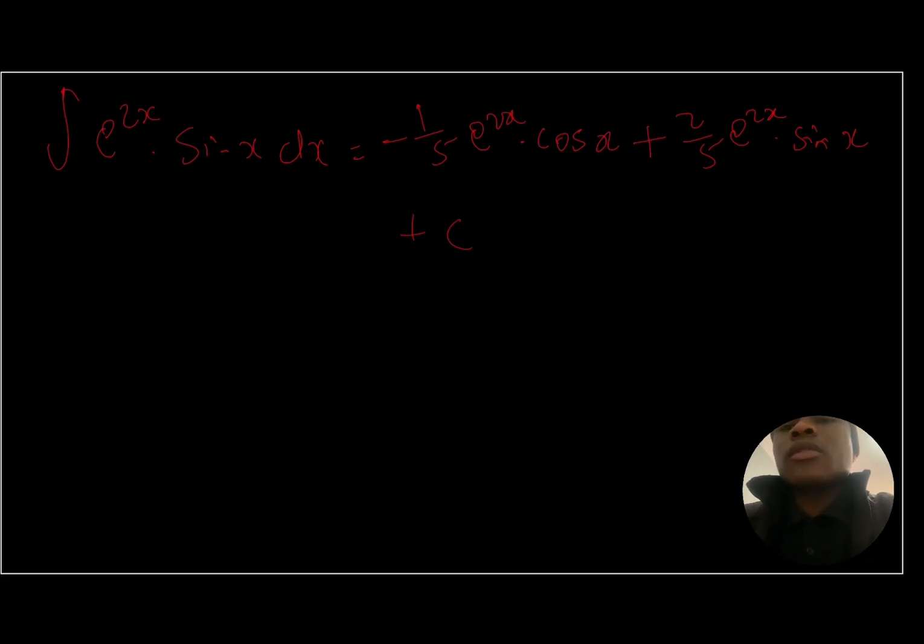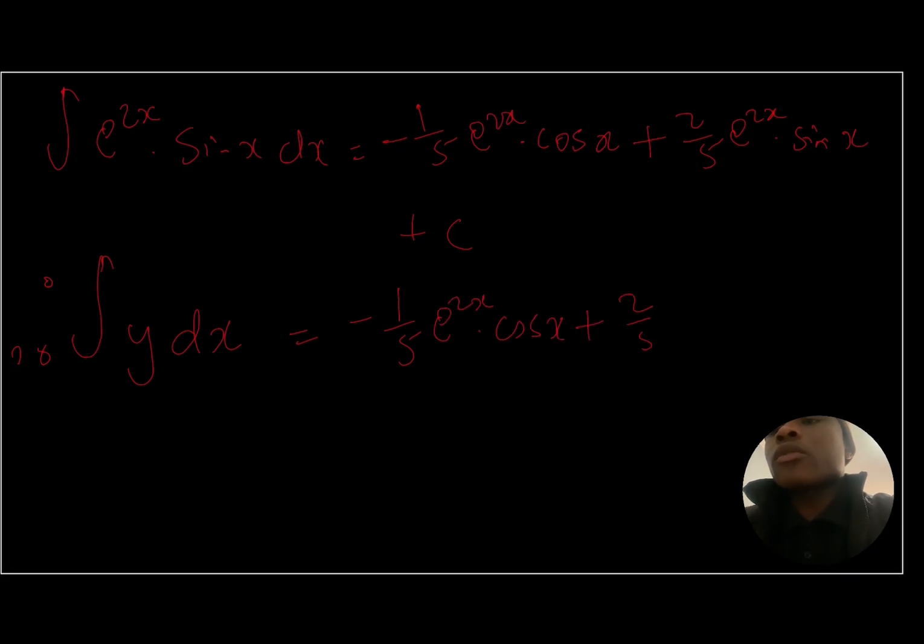Therefore, let's substitute this back to y because it's equivalent to y. Therefore, our integral of y dx is equal to negative 1 over 5 e to the 2x cos x plus 2 over 5 e to the 2x sin x plus c. Therefore, this will be our final answer, right? I hope you understand.